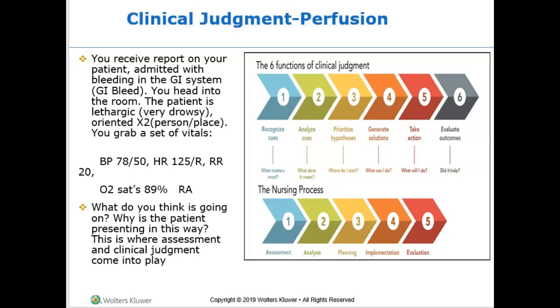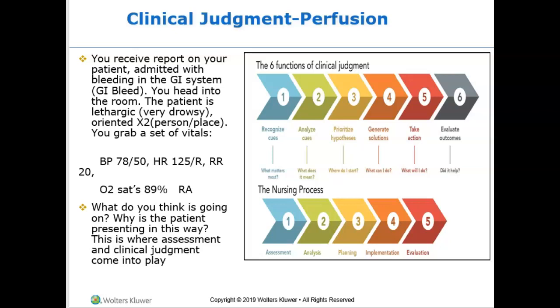Their heart rate's 125. Why do you think that is? It's because the heart is compensating because the pressure is low. It's trying to pump it faster. And their respiratory rate is 20. Also high end of normal, but it's compensation. Their oxygen saturation is 89%. So recognizing cues, they have a GI bleed, their blood pressure is low, their oxygen saturation is also low, their heart rate and their respiratory rate are trying to compensate. We're going to recognize that they're probably losing too much blood, so they don't have the volume to perfuse.